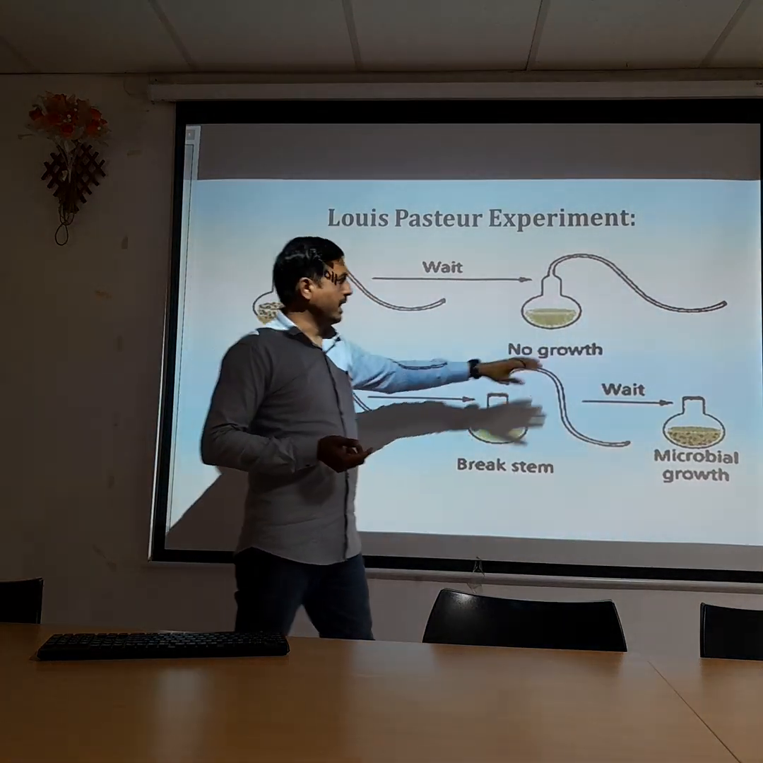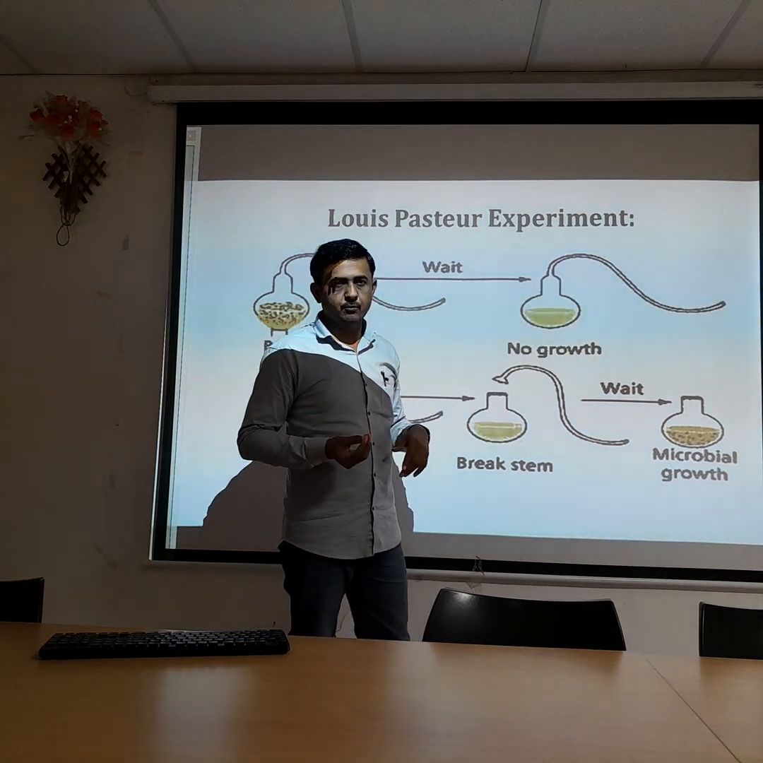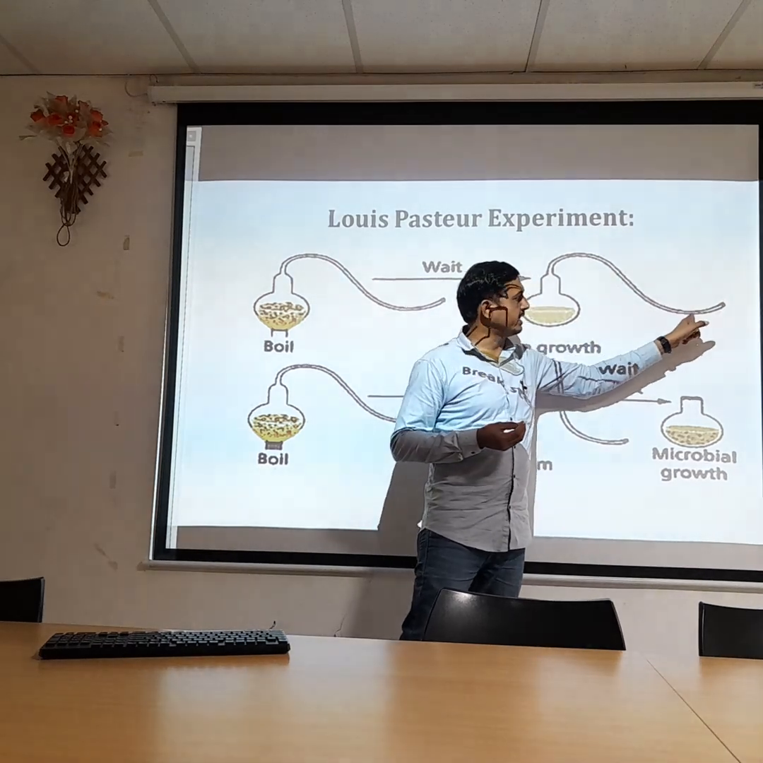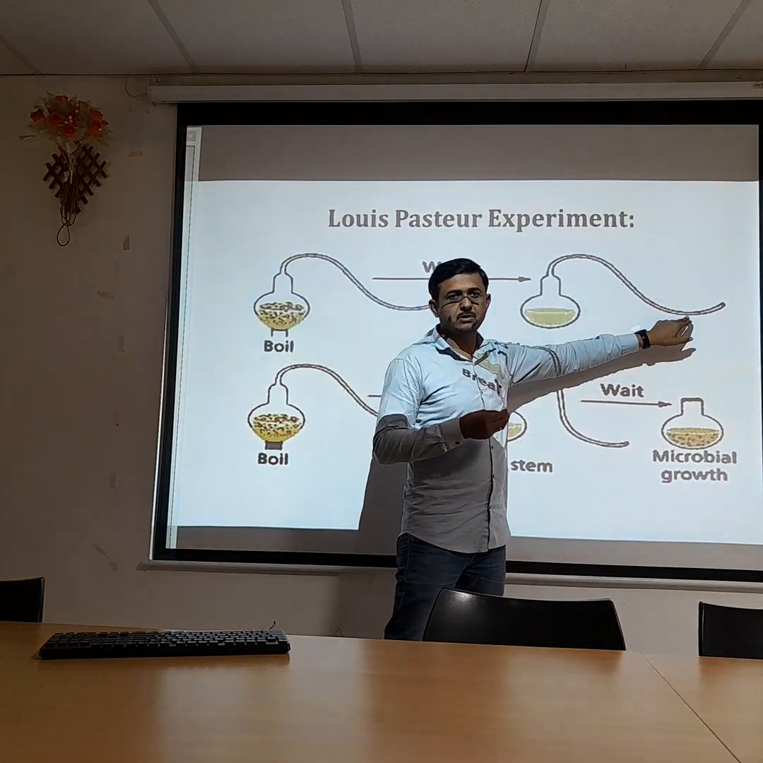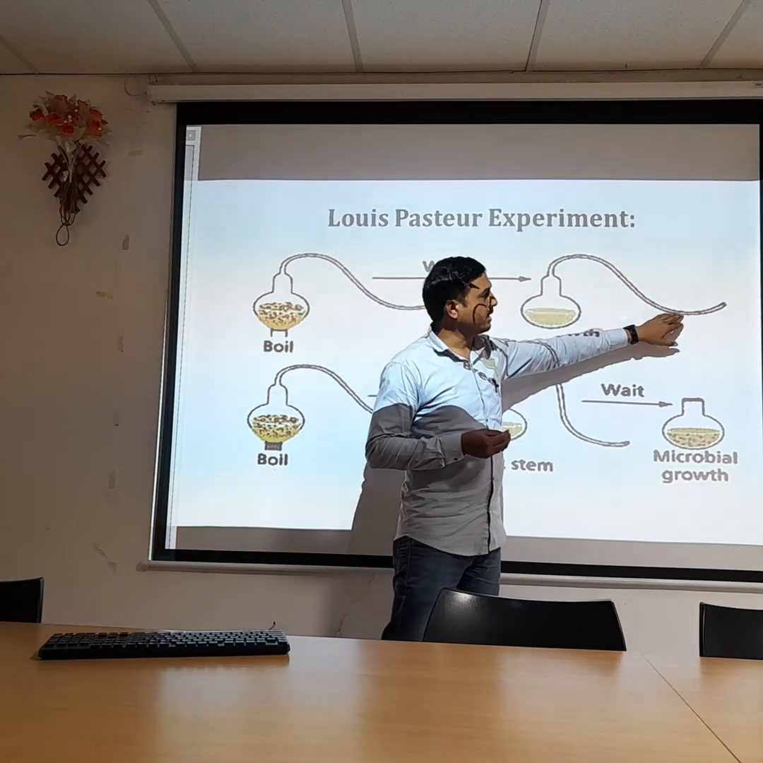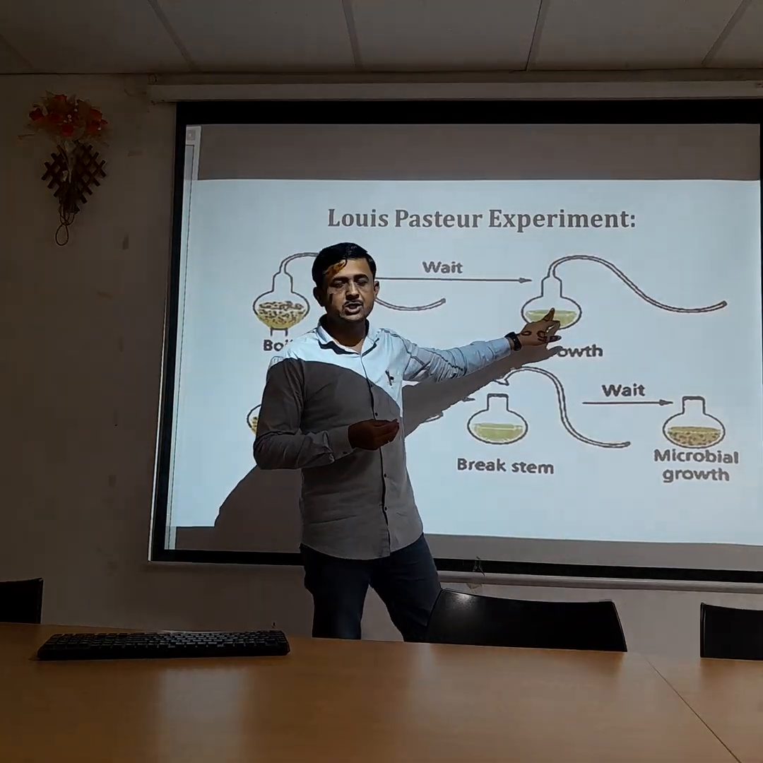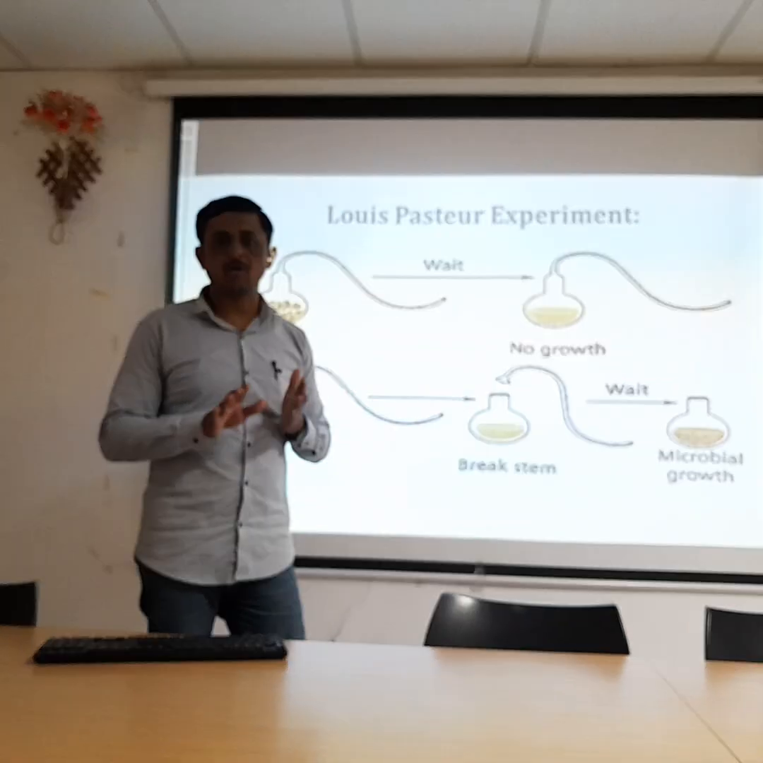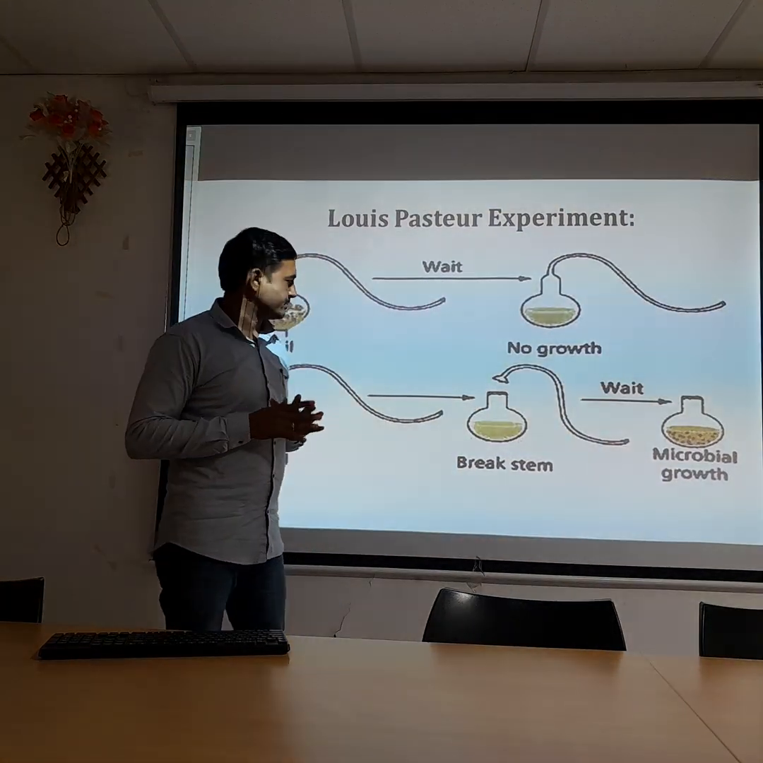Because of what? As the air is passing through that swan tube, due to the force of gravity, all the suspended particles which are present in the air get trapped at that particular position. If some particles remain in the air, they are trapped again here, and again here. When air reaches that particular nutrient medium, that air is free from all kinds of microorganisms. That's why the broth remains as it is.